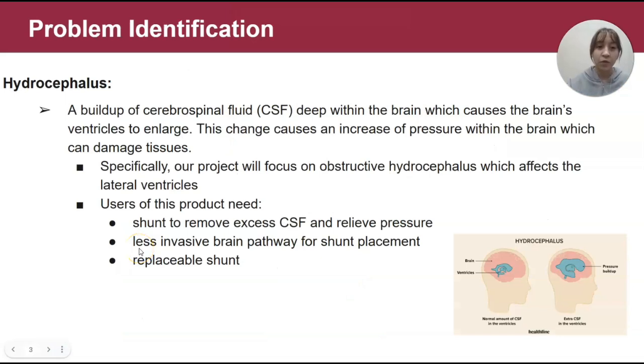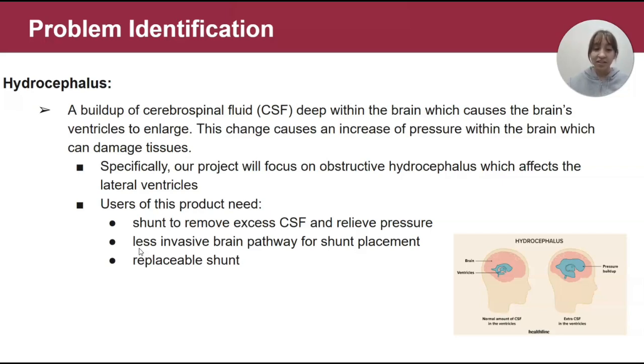Our problem that we're solving right now is hydrocephalus, specifically obstructive hydrocephalus. Hydrocephalus is a buildup of CSF, which is deep within the brain and can cause ventricles to enlarge, as well as an increase of pressure within the brain and can cause damage to its tissue. The users of this product need a shunt to remove this excess CSF and relieve the pressure that it causes.